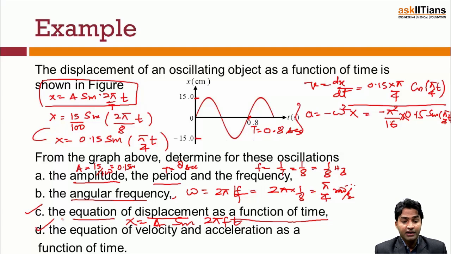Now option D, the equation of the velocity and acceleration as a function of time t. So we know that velocity is just the rate of change of displacement. We will differentiate the main equation we got and we will put the values in the equation, and acceleration is just the double differentiation of displacement. So easily we can find the answer of these 4 questions from the given data as we have.